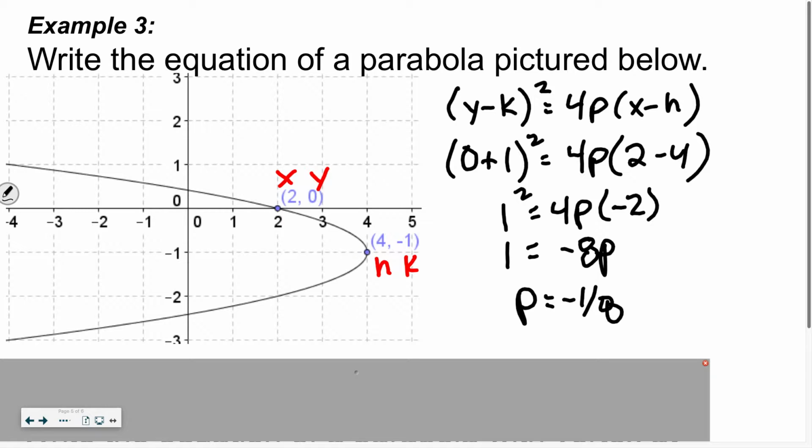And then I just have to plug those values in. So what's that going to be? Y plus 1 quantity squared equals 4 times negative 1/8, so negative 1/2, and then x minus 4.